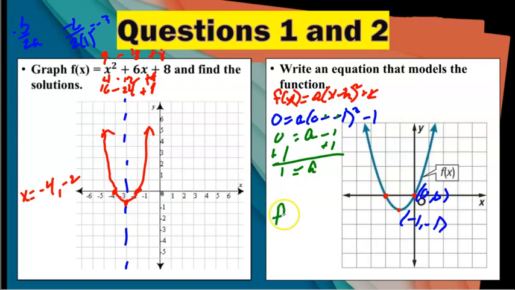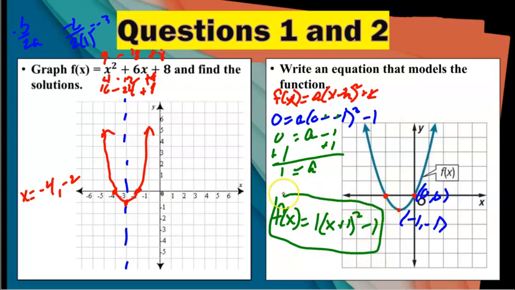So this would be f of x equaling my a, which is 1, times x, and then my k is a negative 1. So minus a negative 1 really means plus 1 squared minus 1. So this would be our equation in vertex form.